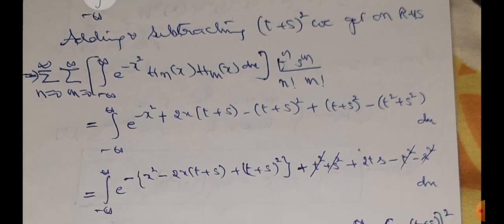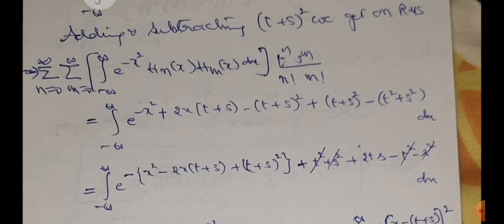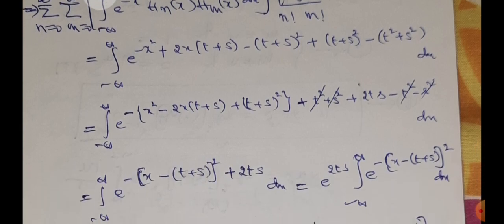Now this becomes integral minus infinity to plus infinity e power minus of x square minus 2x into t plus s plus t plus s whole square. Considering the first three terms in the first bracket, taking minus common, and expanding the last two terms, that is t square plus s square plus 2ts minus t square minus s square. So t square and s square get cancelled and we are left with only 2ts. So that is nothing but the integral minus infinity to plus infinity e power minus of, because the first term can be written as the difference of two terms whole square. What is the first term? x. Minus, what is the second term? t plus s, whole square, plus 2ts.